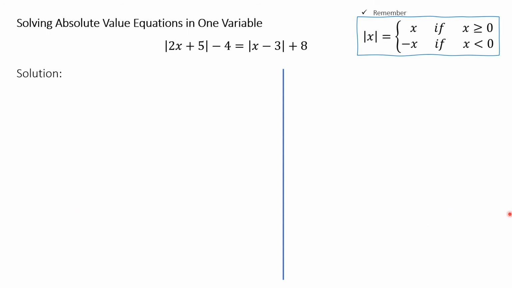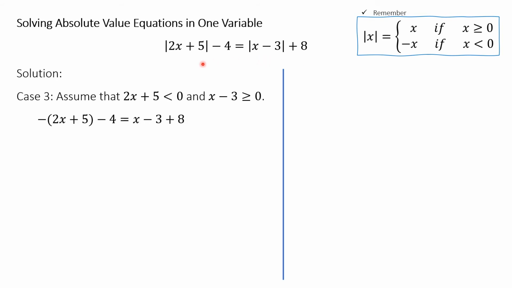For case number 3, we now assume that 2x plus 5 is less than 0 and x minus 3 is greater than or equal to 0. By following this definition, we can now write this equation as the negative of the quantity 2x plus 5 minus 4 equals x minus 3 plus 8. Simplifying each side, we'll get negative 2x minus 5 minus 4 equals x plus 5. Next, we'll have negative 2x minus 9 equals x plus 5.